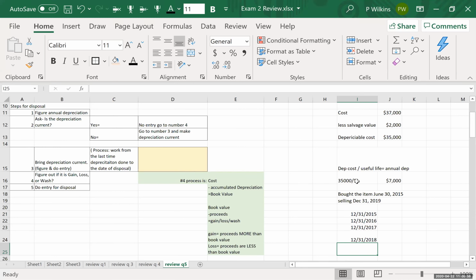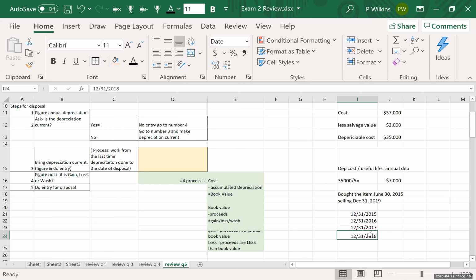And we're selling it on 12/31/2019. Is the depreciation current? No. And the reason why it's not current is because the very last thing that we do is the adjusting entries. So we would process all this stuff first before we would ever even do depreciation on 12/31. So depreciation is not current.